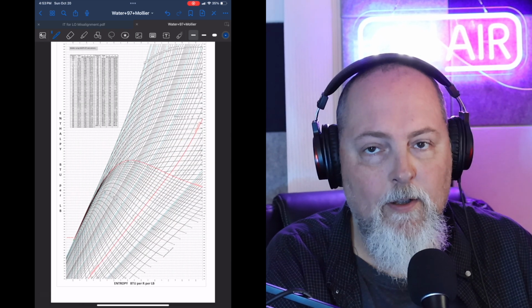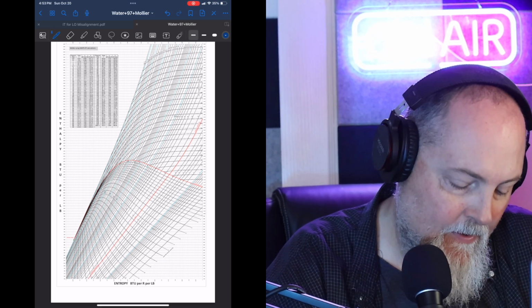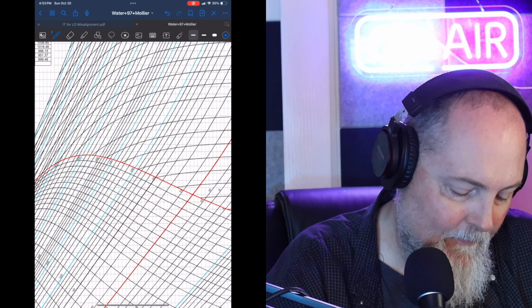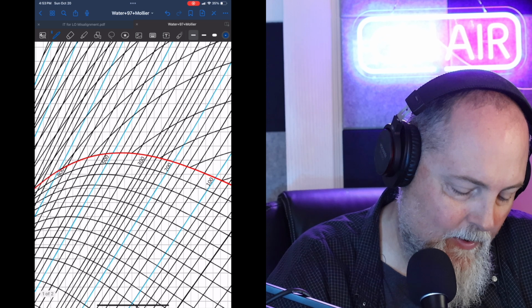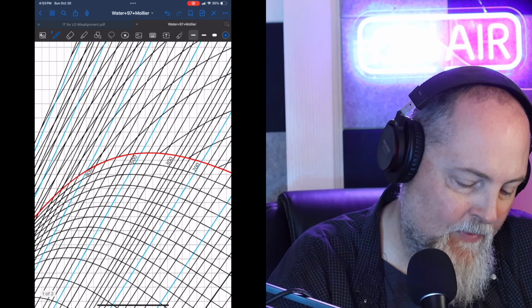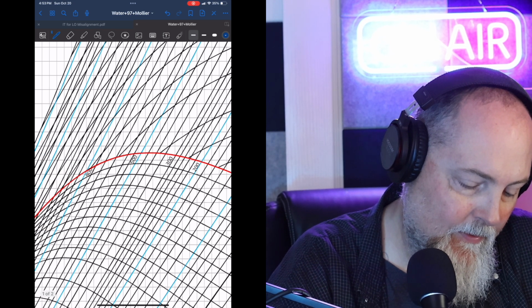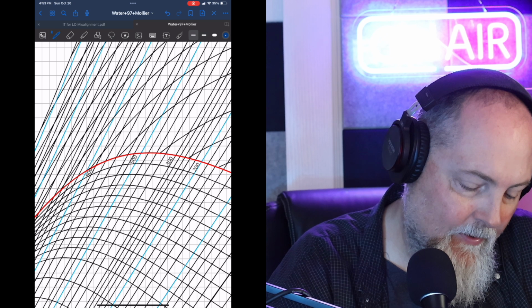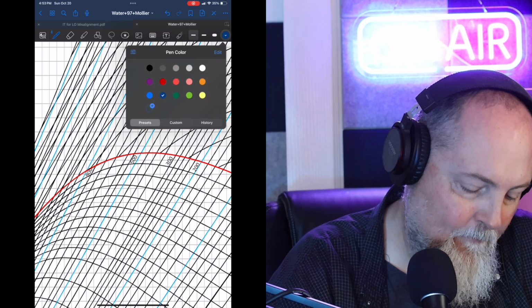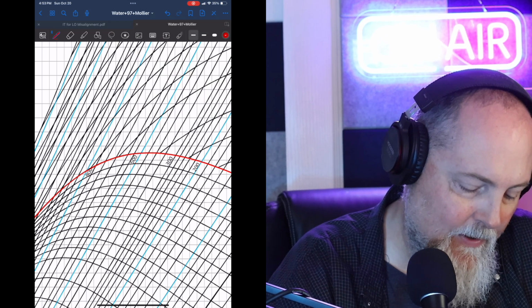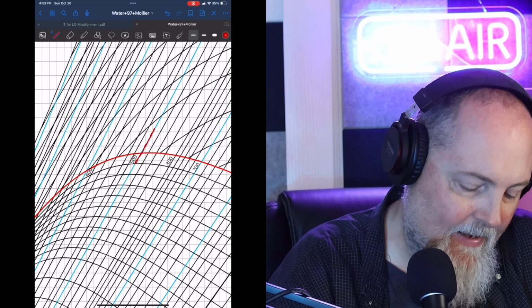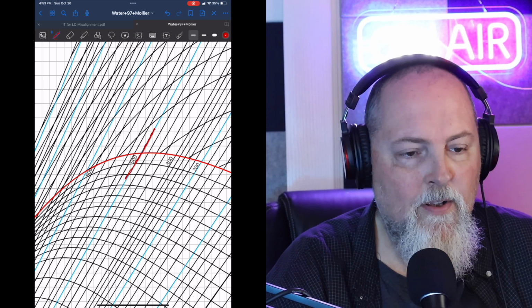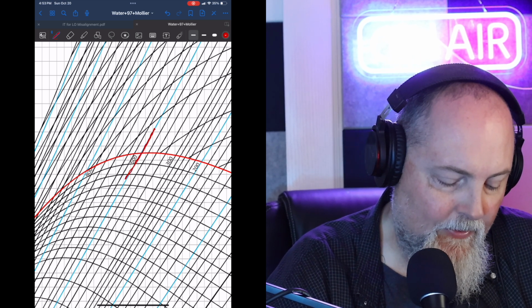First off, let's look at the pressure lines. So we'll zoom in here a little bit. We got 100, 200, 300, 500. And we'll change the color here so it stands out a little bit. So here is the 500 PSIA line.